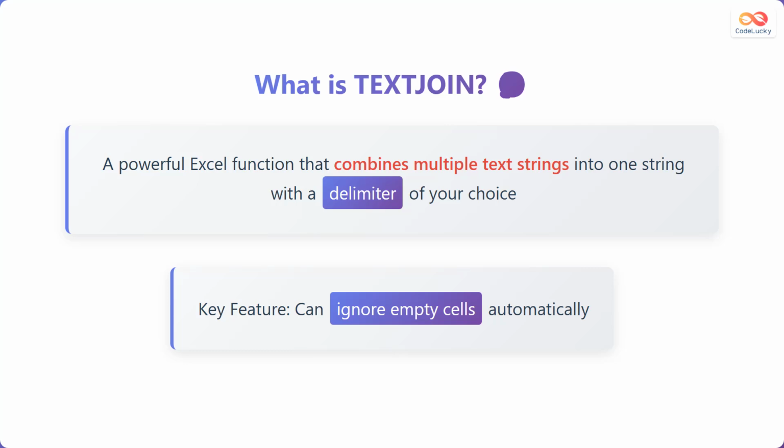What exactly is TEXTJOIN? TEXTJOIN is a powerful Excel function that combines multiple text strings into one string, using a delimiter of your choice. A key feature of TEXTJOIN is its ability to ignore empty cells automatically.